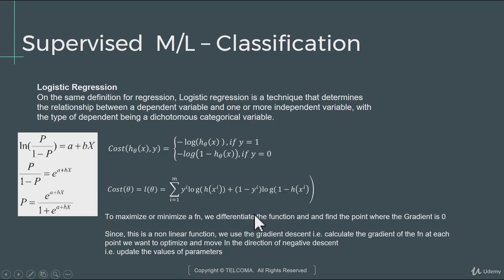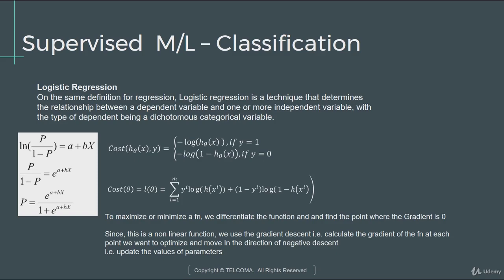Now when you optimize this, you actually optimize using a gradient function. You optimize this function and you find out the optimal parameter values that will go into the equation. So we'll have parameter values for A and B. Now the optimization is done by basically maximizing or minimizing a function. To do this, we differentiate the function and find the point where the gradient is 0. Now since this is a nonlinear function, we use gradient descent. That is, we calculate the gradient of the function at a point we want to optimize, and then we move in the direction of the negative descent, and we update the value.